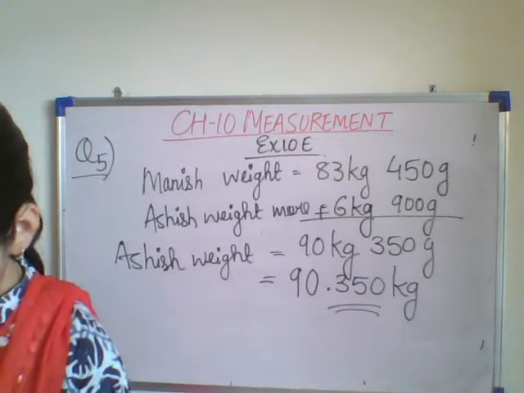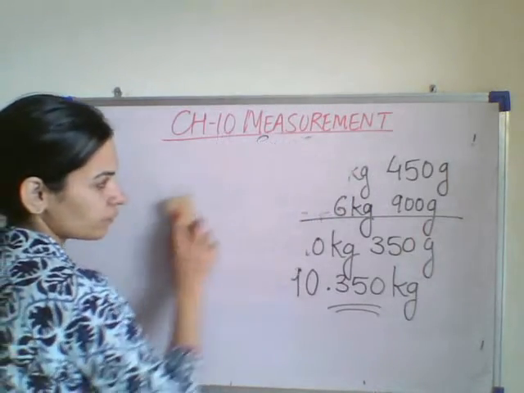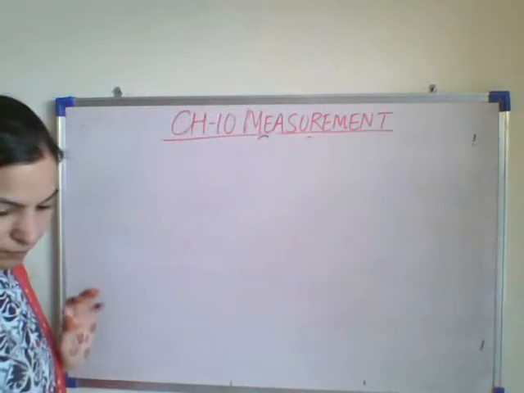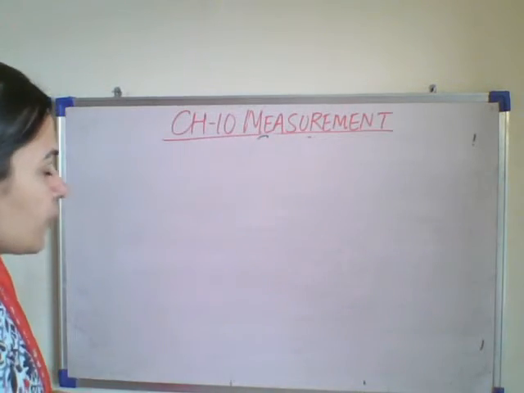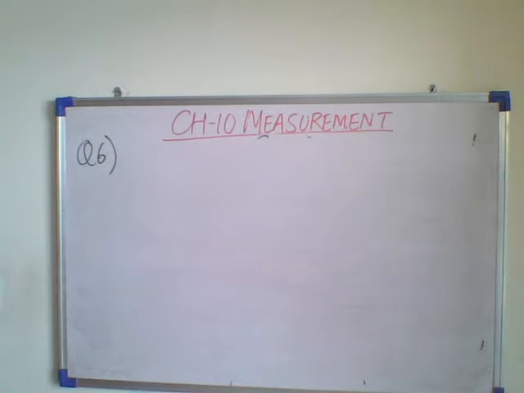Now let us do the question number 6. From the exercise 10E only, you can turn your page, you can come to the page number 154. Find the net weight in grams of the content of a breakfast cereal package if the gross weight is 1 kg 200 gram and the packaging weight is 15 gram.